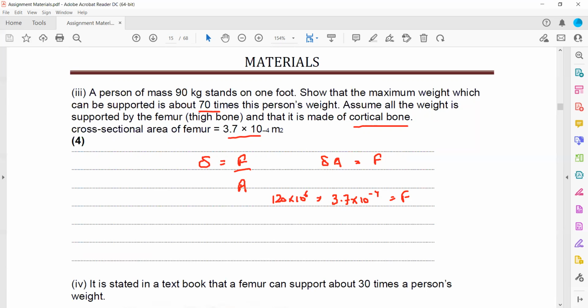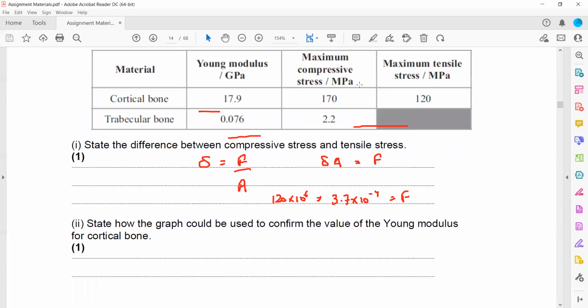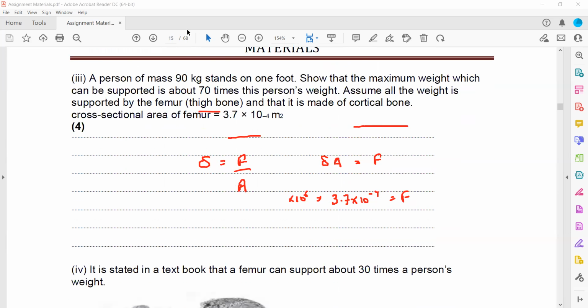So when you substitute this, it is 120. Sorry, that is tensile stress, but because it is under compression, it should be 170, not 120. Because the stress is compressive, not tensile, I should take 170, not 120. As a person is standing, because of its weight, it tends to compress the bone. So it will be 170 megapascal.